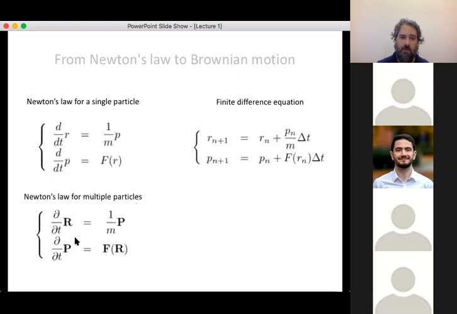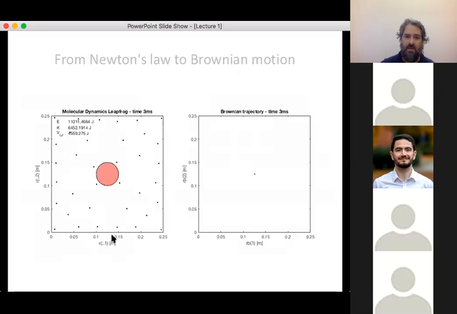If we go to multiple particles, essentially we can have the equivalent of Newton's law, but written with vectors, so that we can have any number of particles. And I leave you as a very simple exercise to figure out what the corresponding difference equation is. Okay, so this is Newton's law. And just to clarify, what can I do with this Newton's law? I can do what is called molecular dynamics.